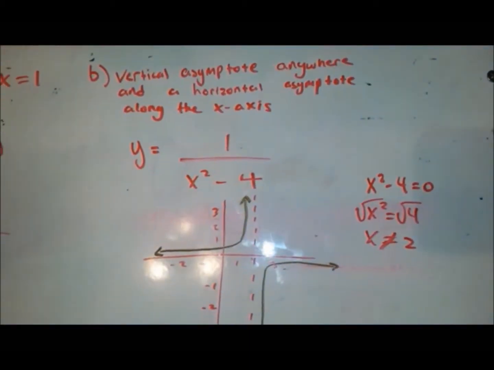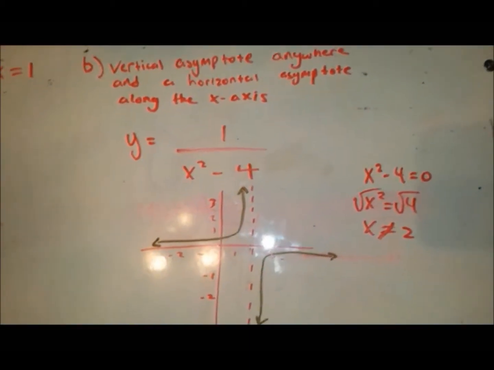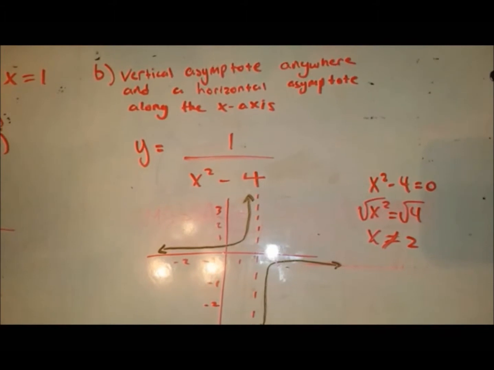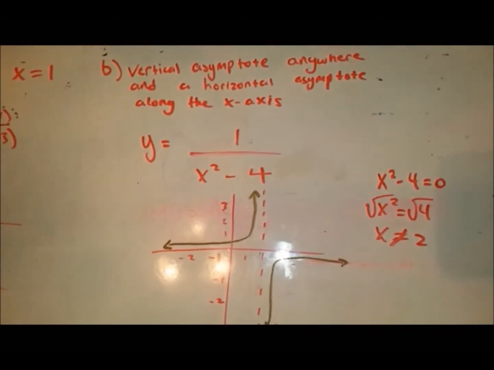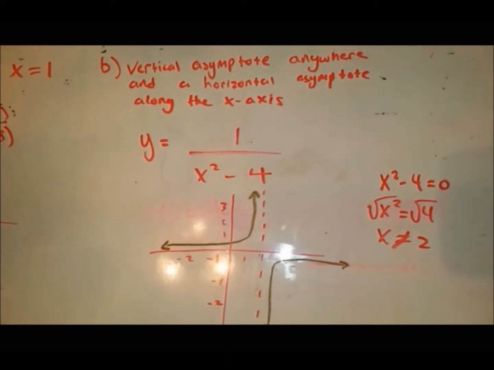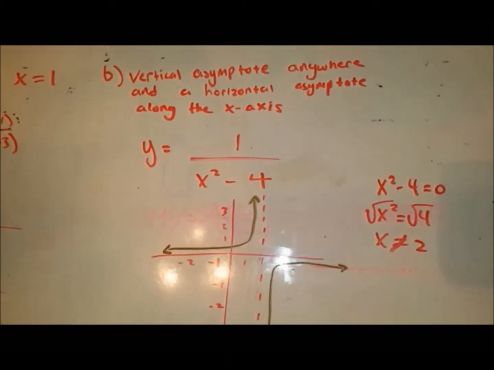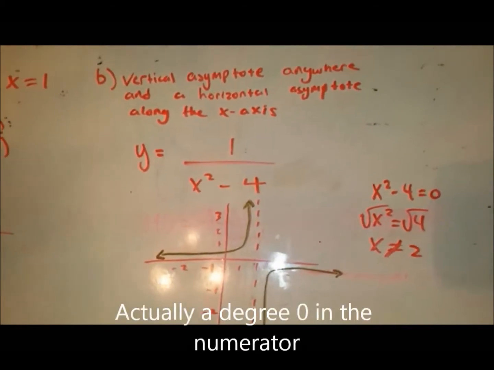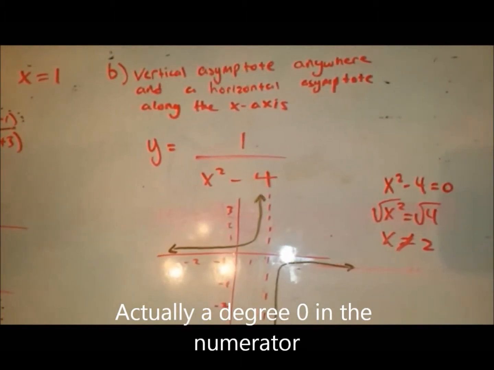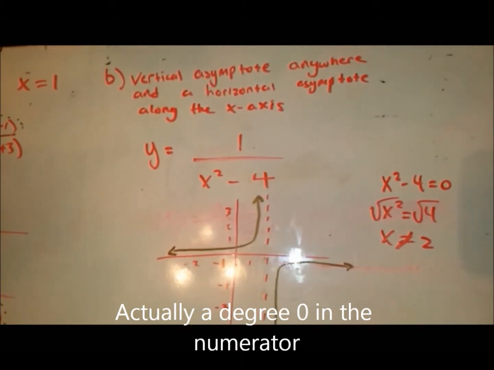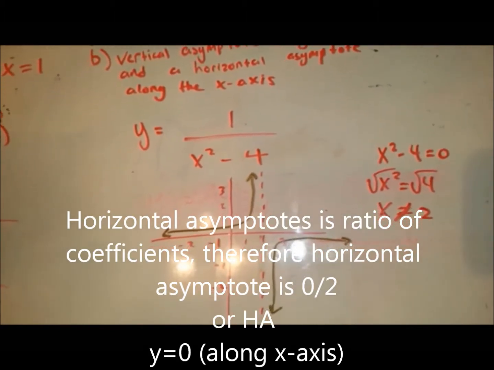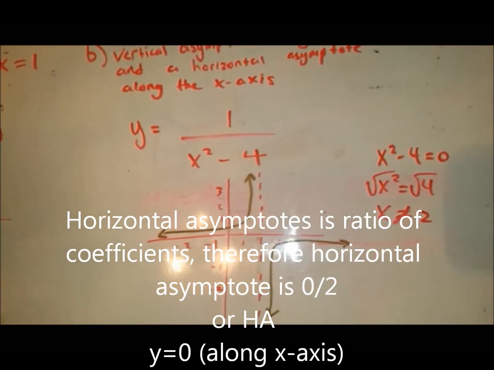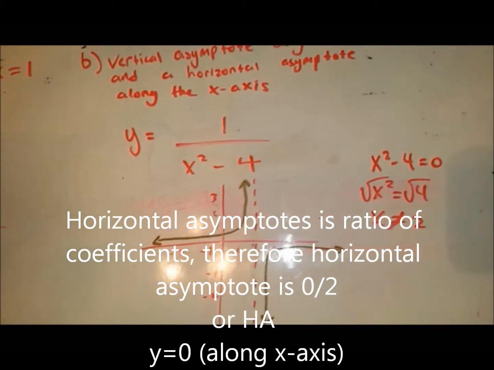Now part B says vertical asymptote anywhere and a horizontal asymptote along the x-axis. Let's talk about the horizontal asymptote first. The rule about horizontal asymptote says the degree of the numerator must be less than or equal to the degree of the denominator. So I started with putting a degree 2 on the bottom and a degree 0 on the top. The degree 2 being x squared and the degree 0 just being 1. This made a horizontal asymptote along the x-axis.